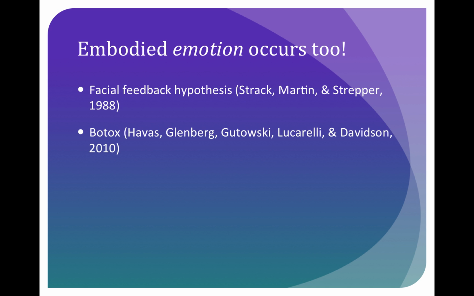In another study, people who were injected with Botox in their frowning muscles actually took longer to read sentences that had angry and sad words than people who hadn't been injected with Botox. Right? So if I'm not able to frown, it actually takes me a little bit longer to understand the emotional content of something that I'm reading.